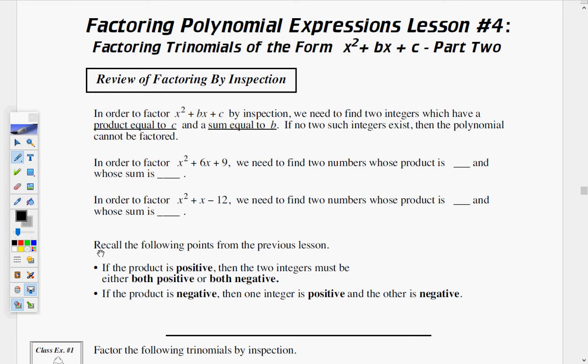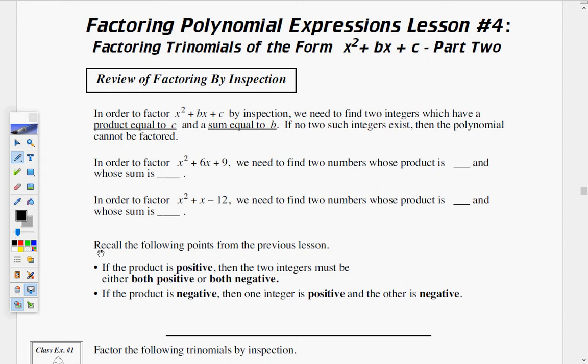Lesson 10 for us, lesson 4 of factoring. Okay, so review the factoring by inspection. Based off of yesterday, remember, we've been doing the product to equal C, sum to equal B. That's exactly what we're doing in our warm-up, that's why we're doing the sum product thing. Looking for two numbers that multiply to get C and add up to get B.